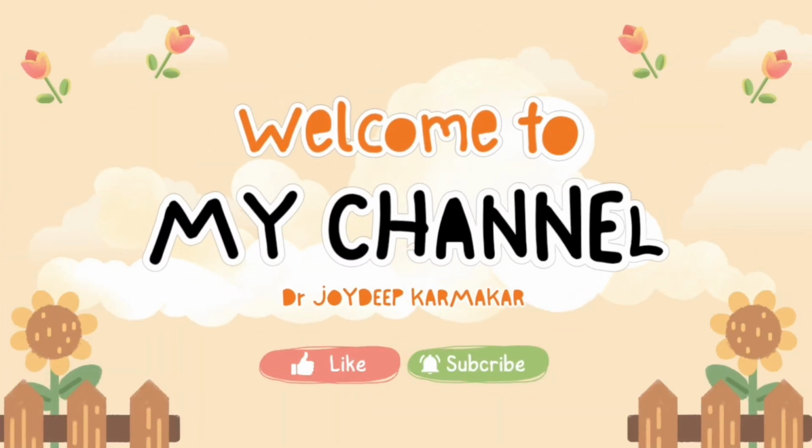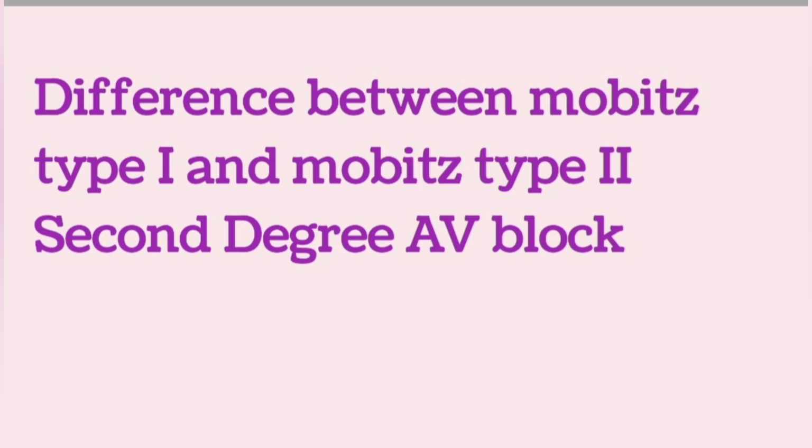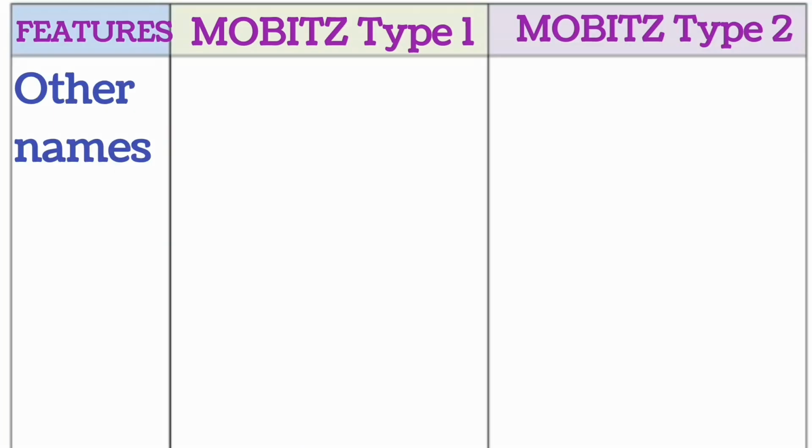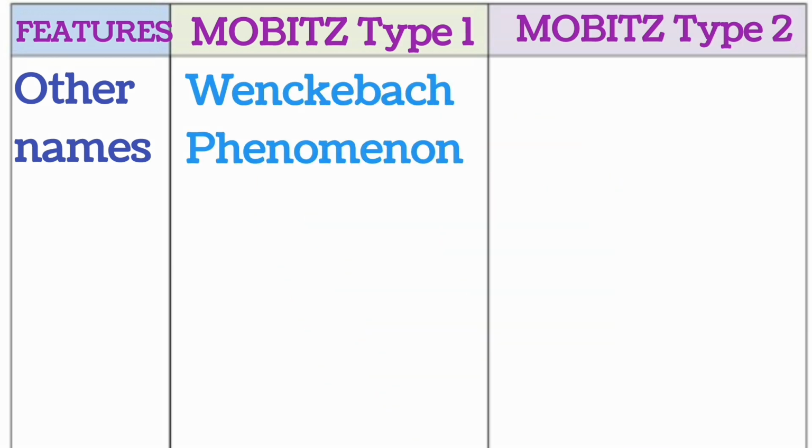Mobitz type 1 and Mobitz type 2 both are second degree atrioventricular conduction blocks. In this video we are going to discuss the difference between these two. Mobitz type 1 second degree AV block is also known as Wenckebach phenomenon.